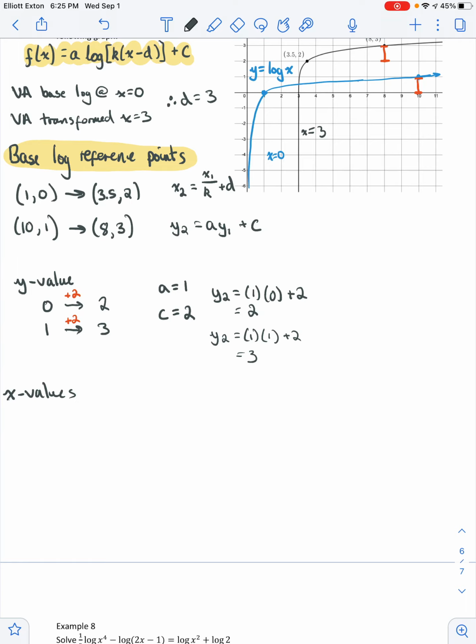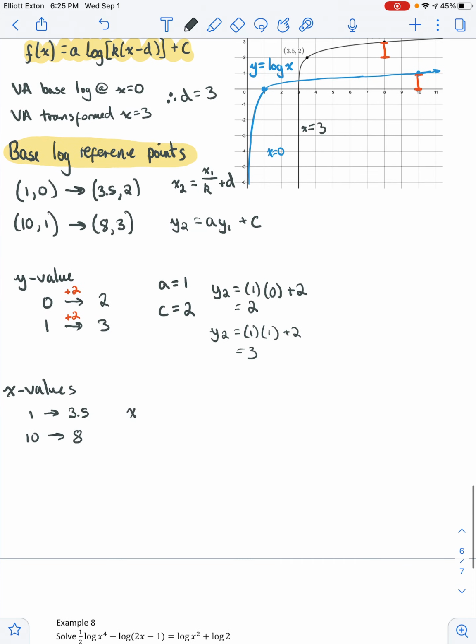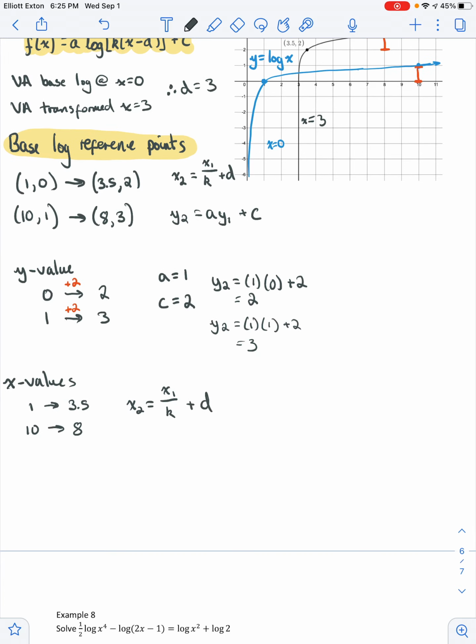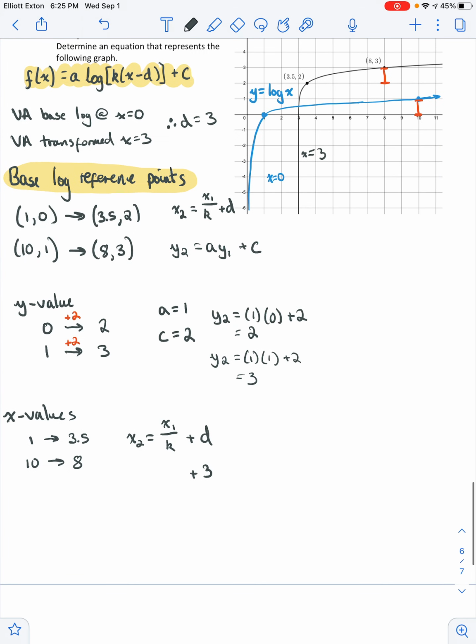Well, the x values in our reference points are 1 and 10. Now that 1 value has become 3.5, and the 10 value has become 8. And from the mapping rule, we know that x2 equals x1 over k plus d. Now we know in this case that our d value is 3. We found that earlier from the vertical asymptote, that d is equal to 3.